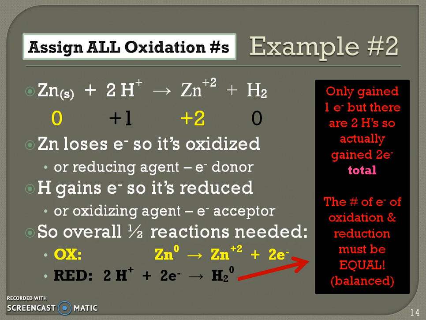We're going to get to the point where both sides have to have the same amount of electrons in order for those electrons to cancel out, because you never see electrons in your overall reaction.